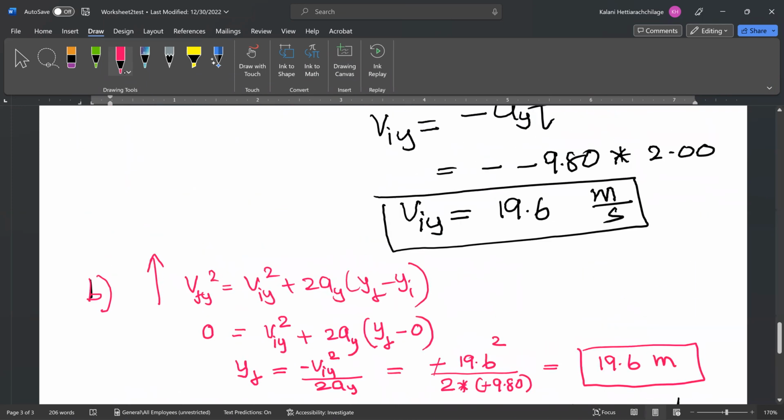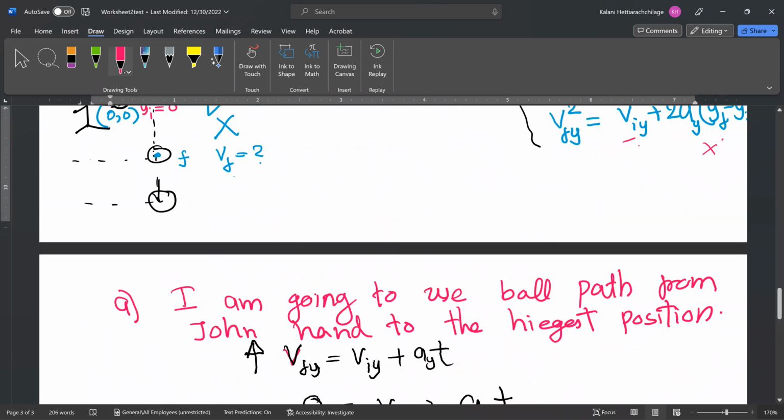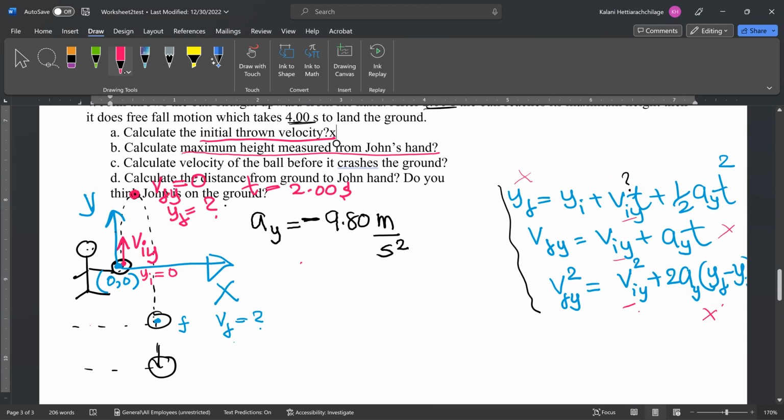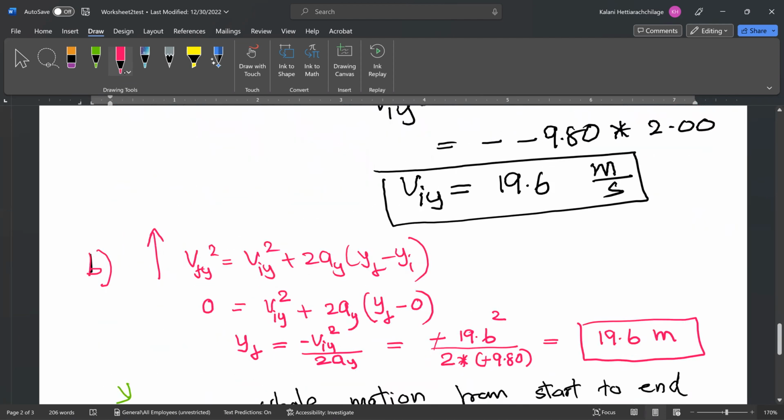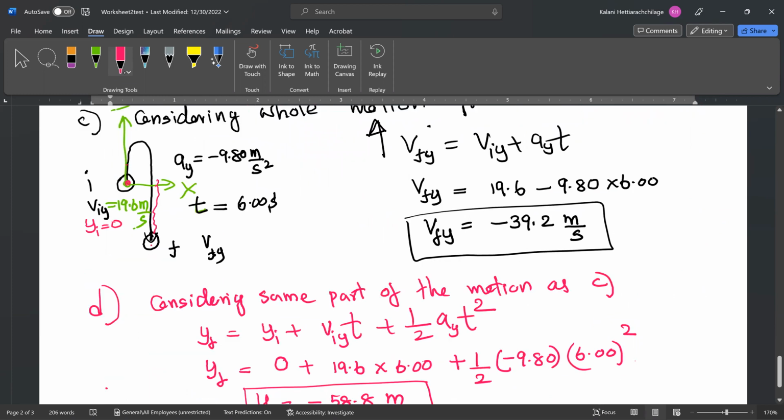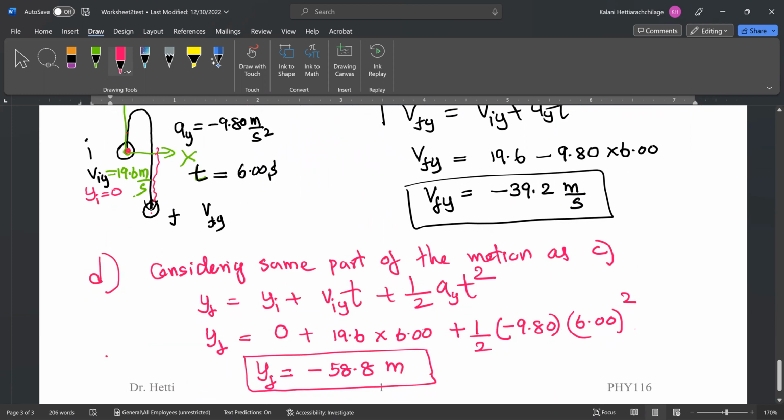Now you go back and answer the question. Do you think John is on the ground? What do you think? If John is on the ground, that means John should be around 58.8 meters tall. No one is that tall, right? The normal human height is not that big, right? That means John is not on the ground.